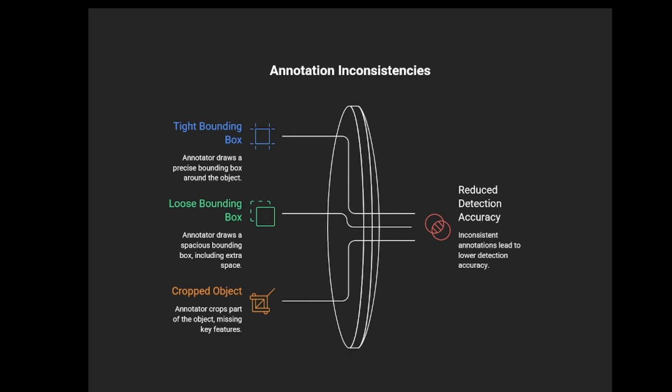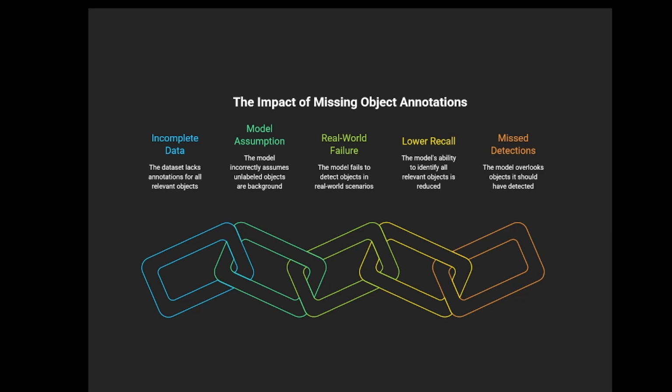And remember, machine learning models don't understand common sense. They only recognize patterns. When your annotations aren't consistent, the model struggles to learn the correct pattern, leading to lower detection accuracy. So this is probably one of the most expensive mistakes in real world AI projects.